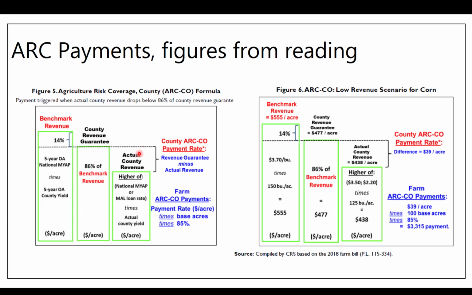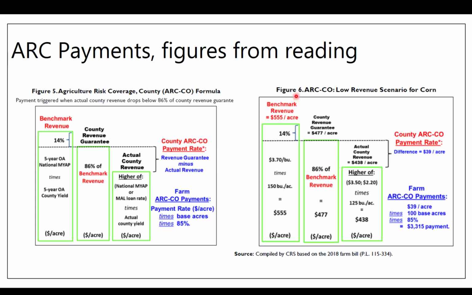And then for the actual county revenue, you take the national price for the year times the actual county yield. Compare those two. If the county revenue guarantee is larger, if this value is larger than the county revenue, then you trigger a farm payment, and you calculate it again based on base acres, restricting those: you only get paid on 85% of the base acres.